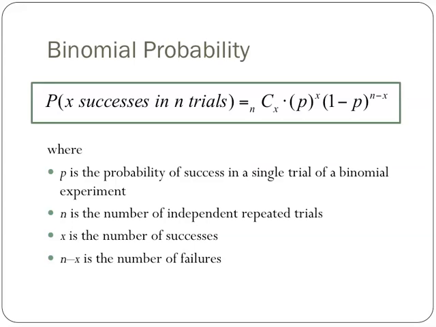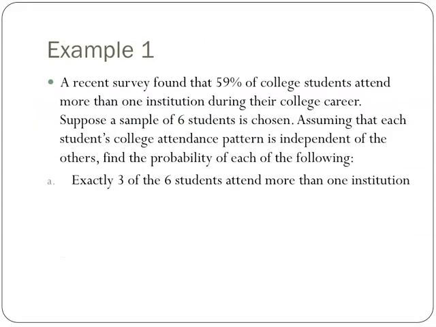Take a look at example 1. A recent survey found that 59% of college students attend more than one institution during their college career. Suppose a sample of 6 students is chosen. Assuming that each student's college attendance pattern is independent of the others, find the probability of each of the following. Exactly 3 of the 6 students attend more than one institution.